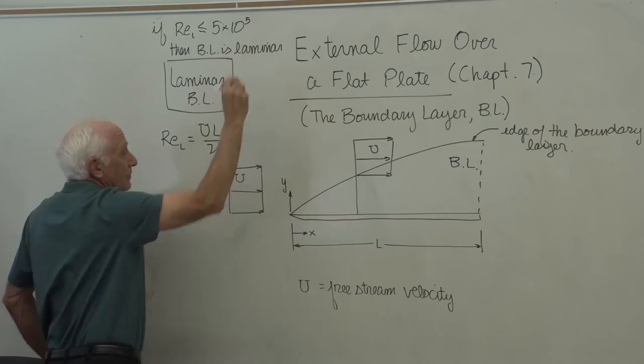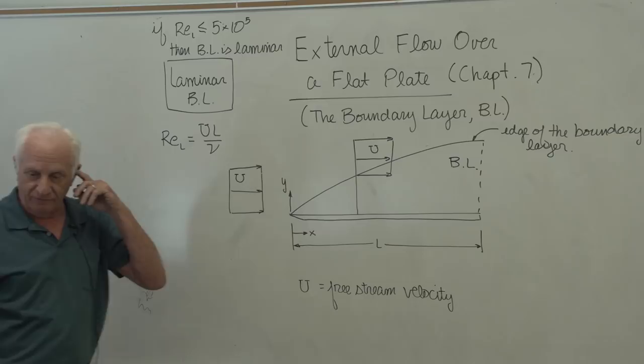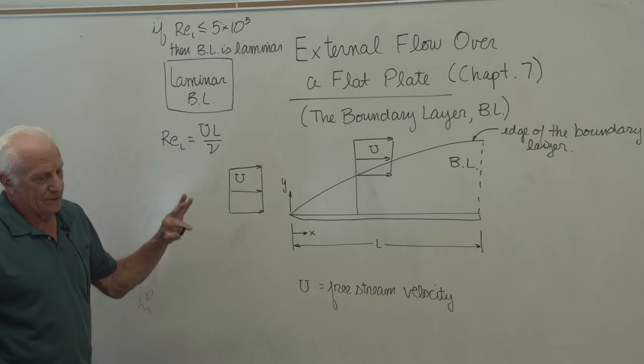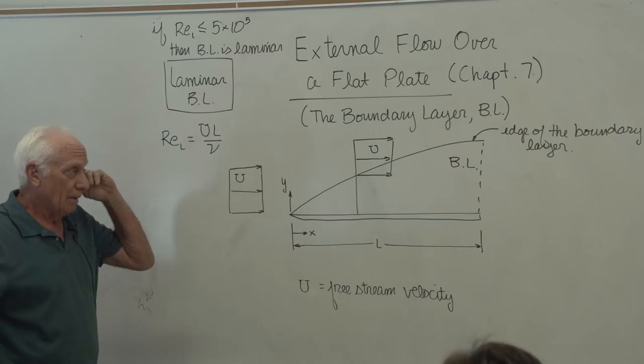So if we can calculate the Reynolds number at the end of the plate, and if that Reynolds number is less than 500,000, then that boundary layer is going to be a laminar boundary layer. We're going to discuss laminar boundary layers today, and then we come back after the midterm, we'll discuss turbulent boundary layers. But for right now, it's a laminar boundary layer.